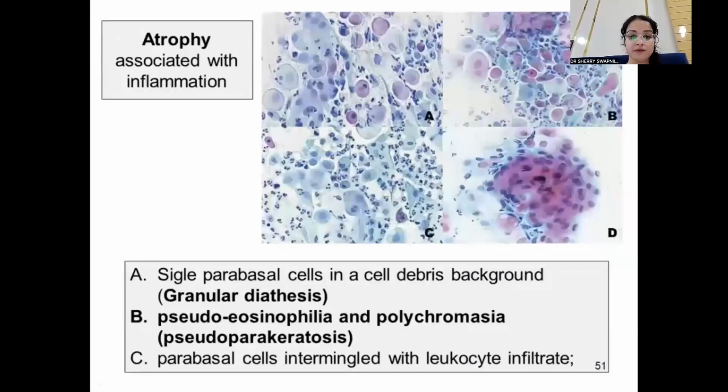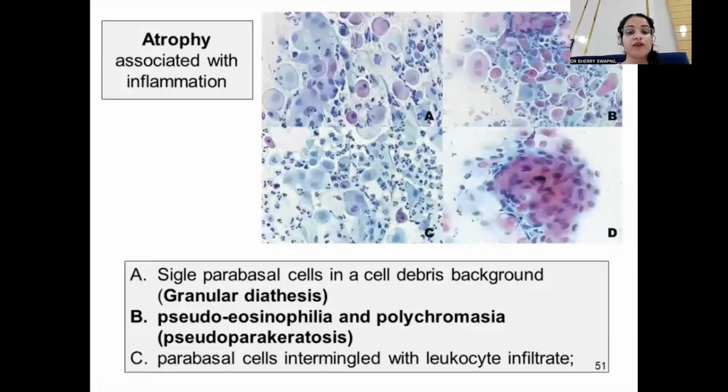Next slide, please. So these are the smears, and why we are seeing it, because you can see cells are smaller in size. Although the nucleus is well preserved and the contour is maintained, still the cells are very small in size. The dense inflammation is there, and there is debris, which is called granular diathesis. As I have told you earlier, in case of squamous cell carcinoma, we do see tumor diathesis.